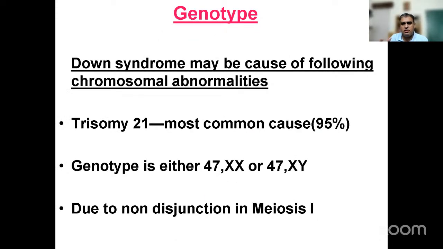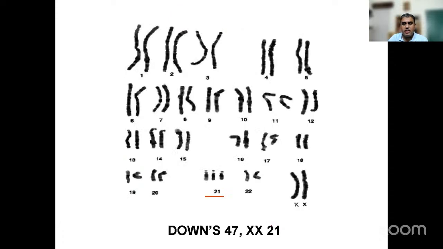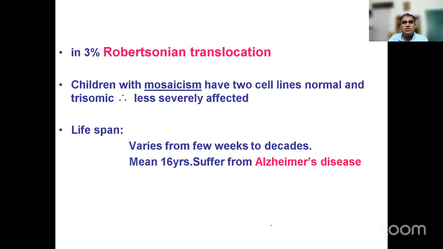So Down syndrome may be caused by the following abnormalities. Trisomy 21 is most common. Genotype is either this, and mainly this is what we have seen, due to non-disjunction of meiosis 1. Do remember all the features and try to make the face over here and try to make the karyotype when the question comes of Down syndrome. It is one of the most common questions that come in university exams. Okay, fair enough.